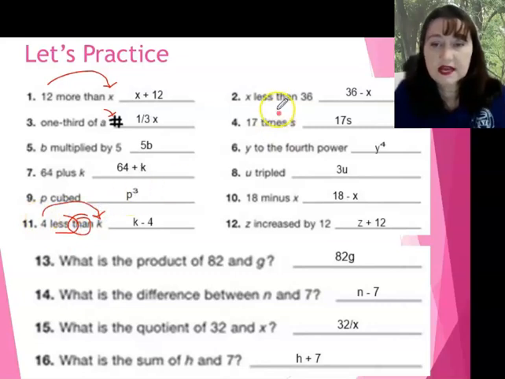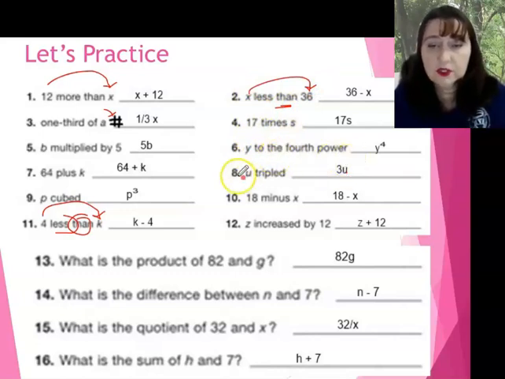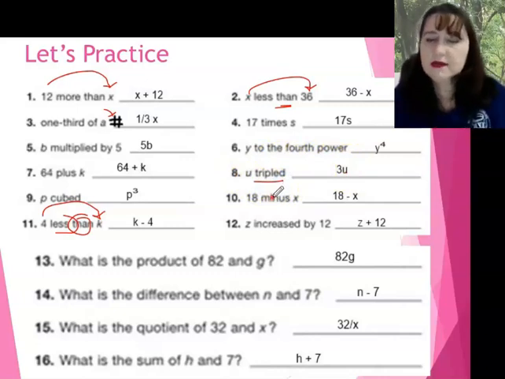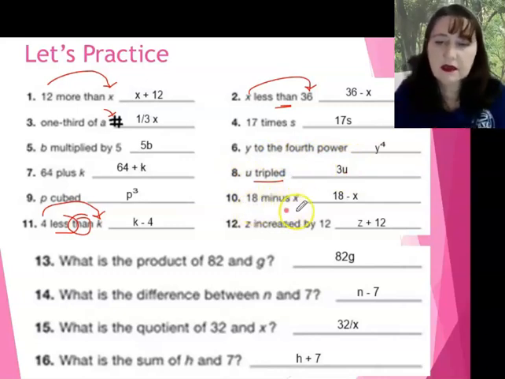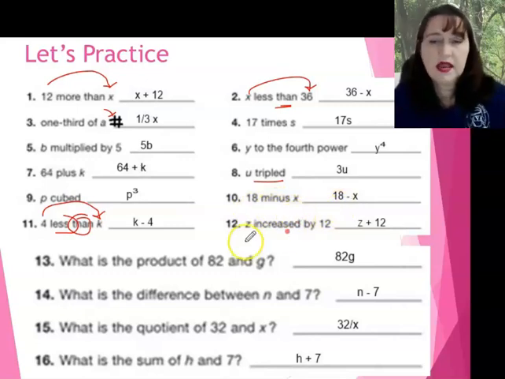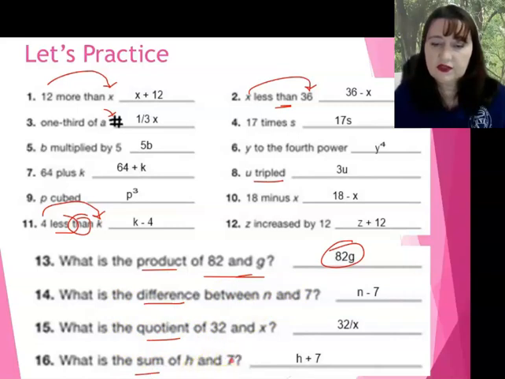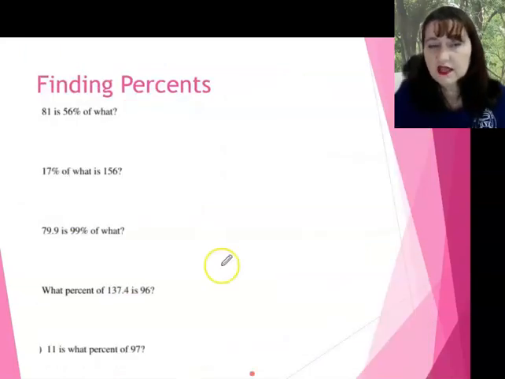Be careful. This is another turnaround word. 17 times s, y to the 4th power. Hopefully you know that. U tripled. Remember, I said doubled was 2 times the number. Tripled would be 3 times. 18 minus x is just straightforward. Z increased by 12, straightforward. What is the product of these two numbers? We would just multiply them. Product, remember, means multiplication. The difference is literally subtraction. Quotient is division, and sum is addition. Hopefully you got those.